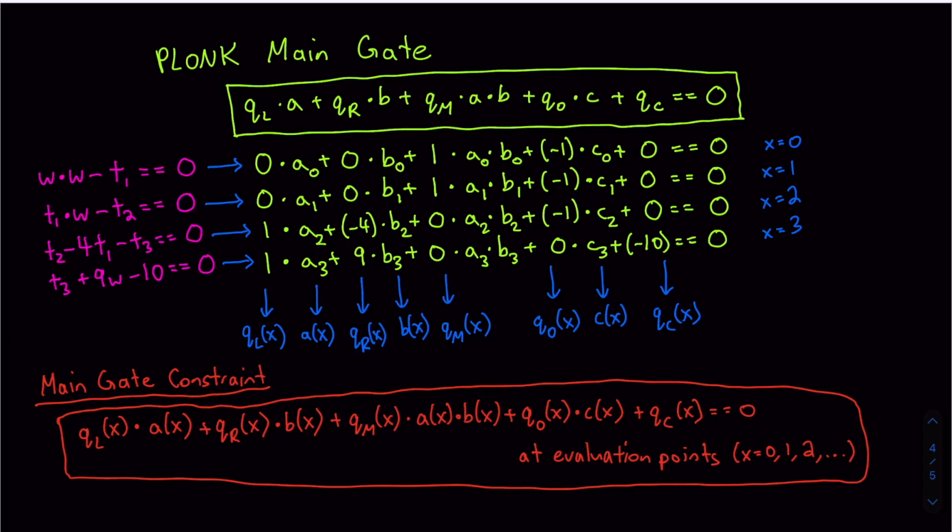During proving, the prover fills in the witness values, a, b, and c, for each row, and then interpolates them to form the corresponding polynomials, a of x, b of x, and c of x. These polynomials are what the prover uses in their proof.